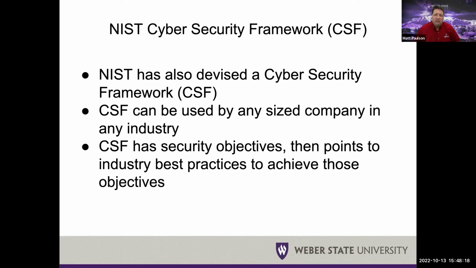Instead of mandating controls that need to be used in a particular system, like the risk management framework does, the cybersecurity framework has several security objectives and then points to industry best practices to achieve those objectives, whether it is the risk management framework itself, or some international standards. ISO, the International Standards Organization, has published several standards that are internationally recognized to provide for adequate information security. Another framework that the cybersecurity framework points to is the critical security controls that are published by the Center for Internet Security. There's a number of different types of control frameworks that the cybersecurity framework pulls from and mashes all together to create a security objective.